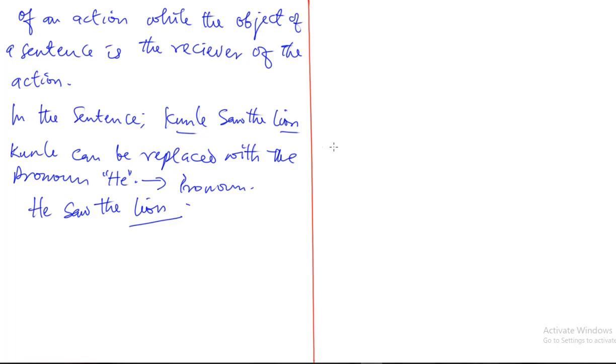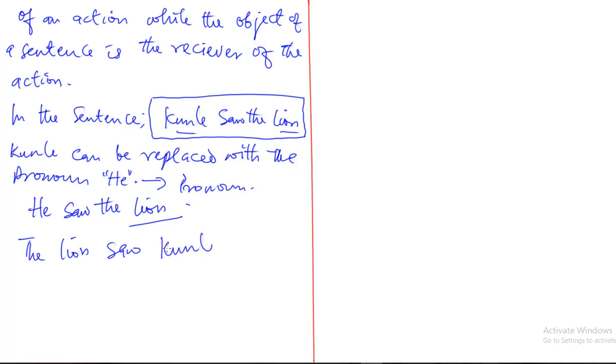Now, if we rewrite the whole sentence and say "the lion saw Kunle," what pronoun would we use to replace Kunle here? The lion in the second sentence is the subject because it is the lion that is seeing Kunle. Now Kunle becomes the object.